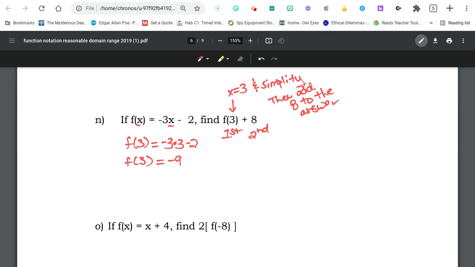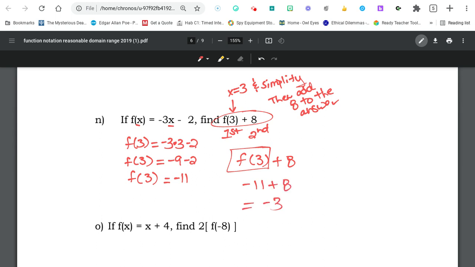So we end with negative 9 minus 2. So f of 3 is negative 11. So I already know, I'm going to rewrite this, okay? I found this and it was negative 11. Now I add 8 to it. So my final answer is negative 3. And that's how you do those.